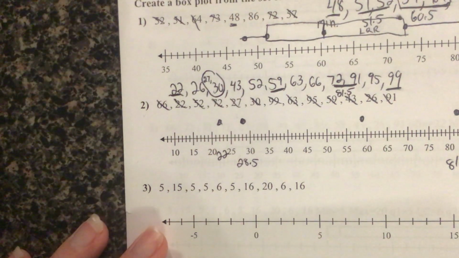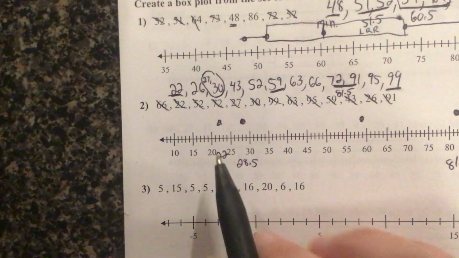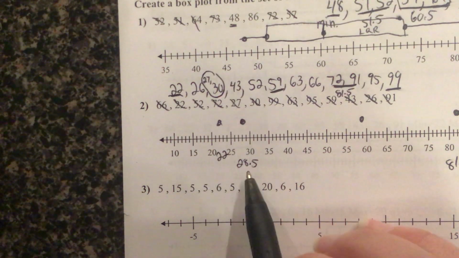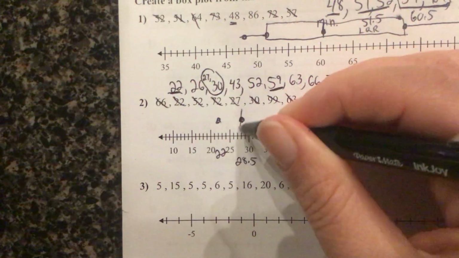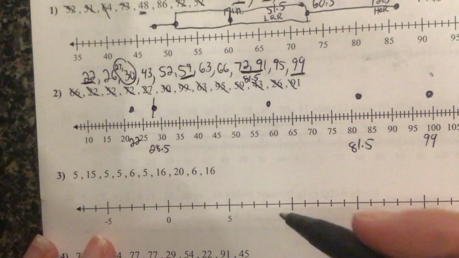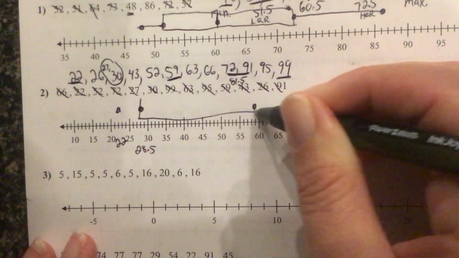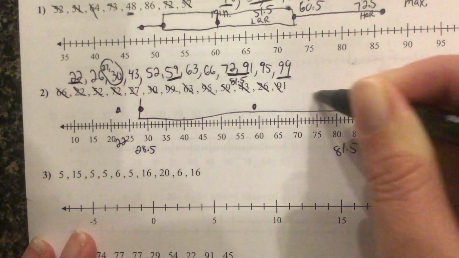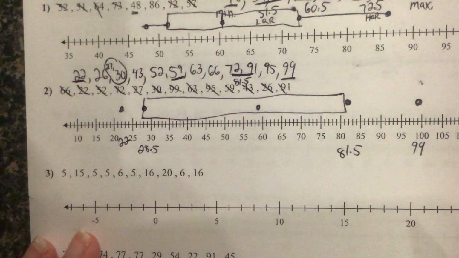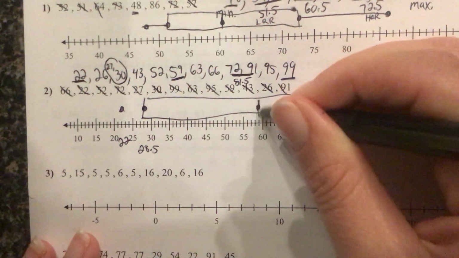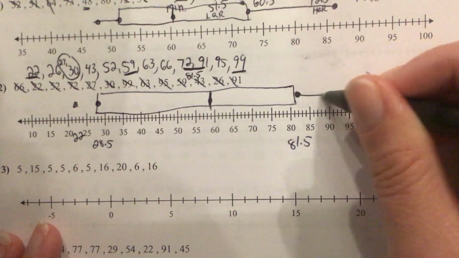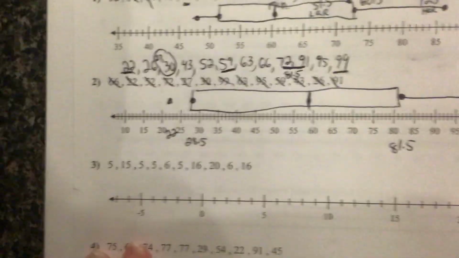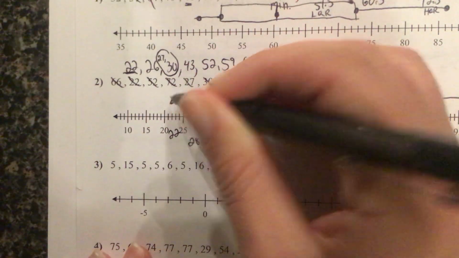Okay, so now we have our minimum, our LQR, our median, our HQR, and our maximum. We're going to box in our 3 middles. Draw a line straight through the middle. Draw a whisker going out to the maximum. And also one going out to the minimum.